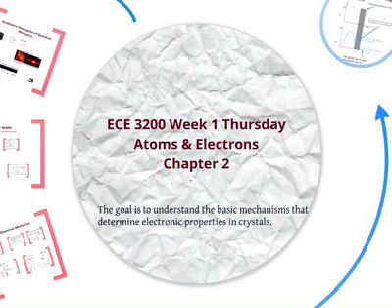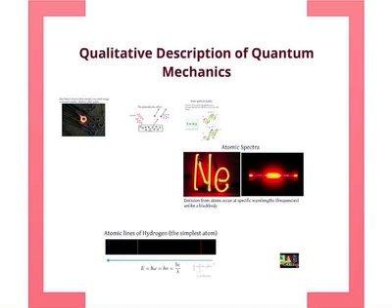Now, in order to do this, we need to know some basic quantum mechanics, which you might have seen in your high school physics. Obviously, applied quantum mechanics is a course in itself, like I mentioned last time, but here we will just touch the surface and point out the very basic stuff. With that in mind, let's jump in. The goal is to understand the basic mechanisms that determine electronic properties in crystals. That's the overarching goal of why we are studying this. First, we start with a qualitative understanding of quantum mechanics.